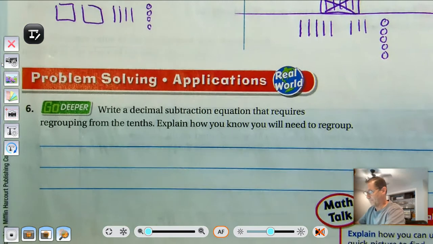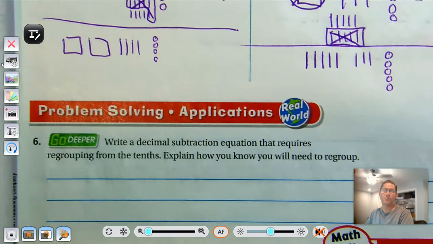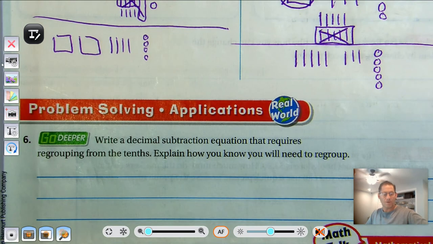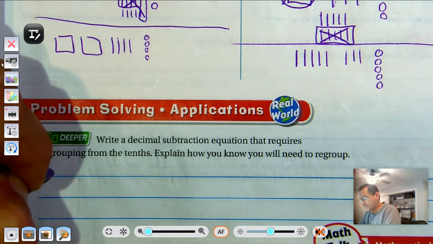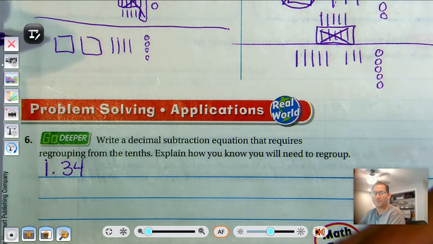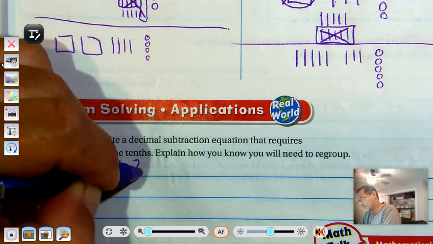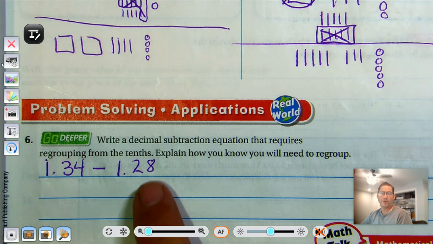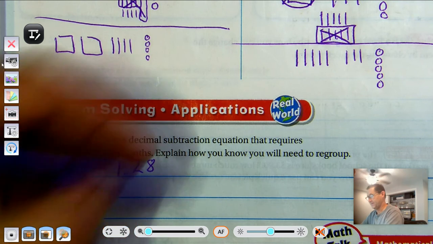Number 6. Write a decimal subtraction equation that requires regrouping from the tenths. Explain how you know you'll need to regroup. Well, there's a bunch of different possibilities, but basically we need the number that we take away to be greater than the hundredths. So I don't know, something like that. Now, how do I know that I'm going to have to regroup? Because I can't take 8/100ths from 4/100ths.